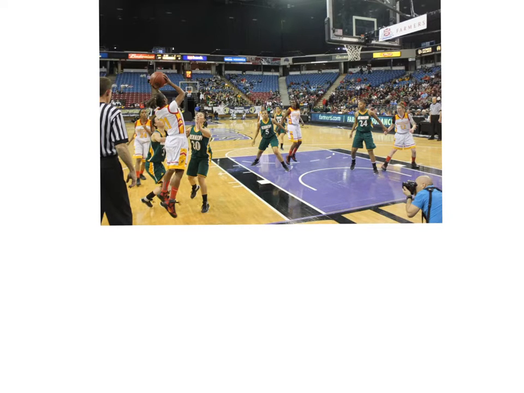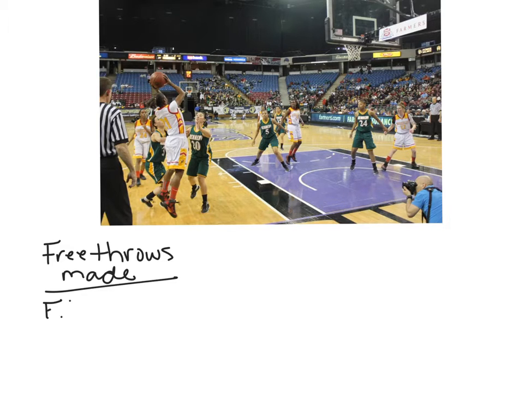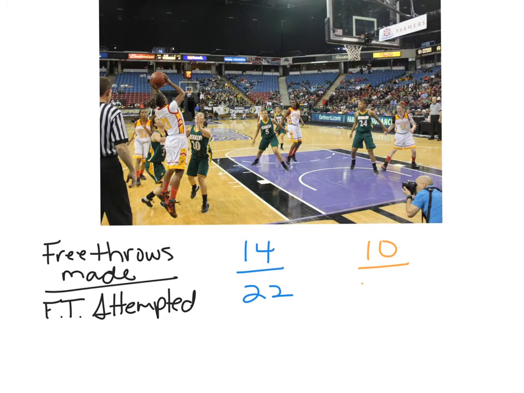We would have free throws made and free throws attempted. For the first team, they made 14 and they attempted 22. And the away team made 10 and attempted 25.